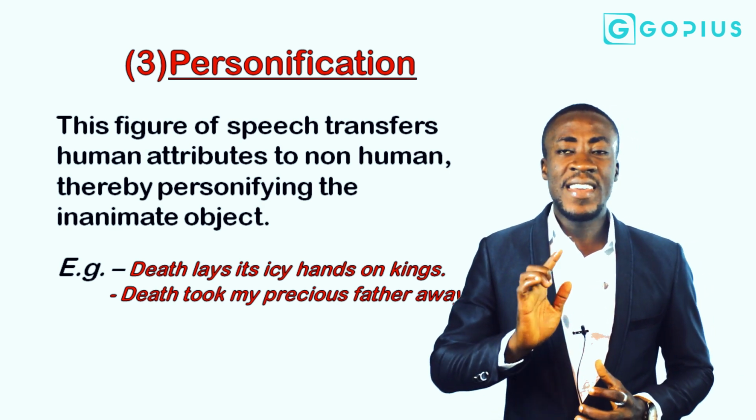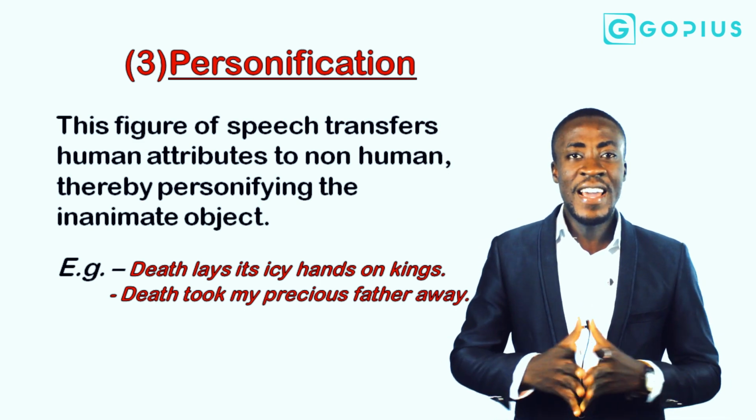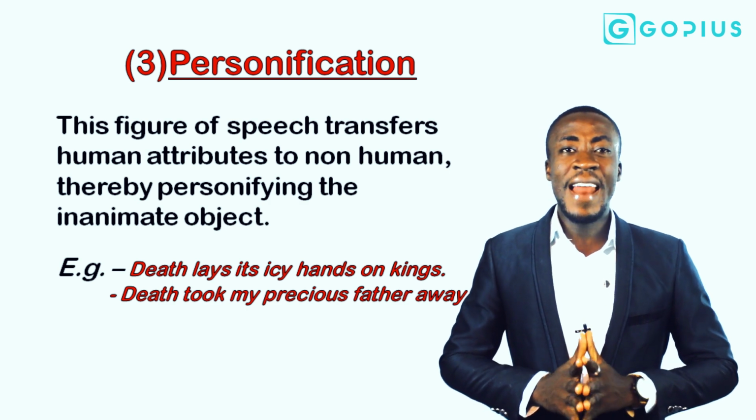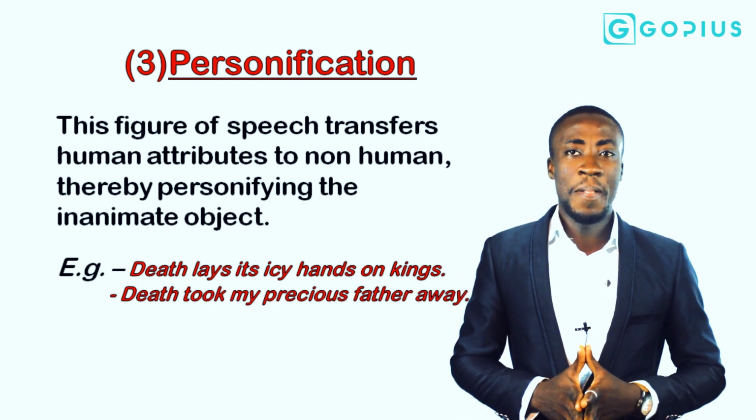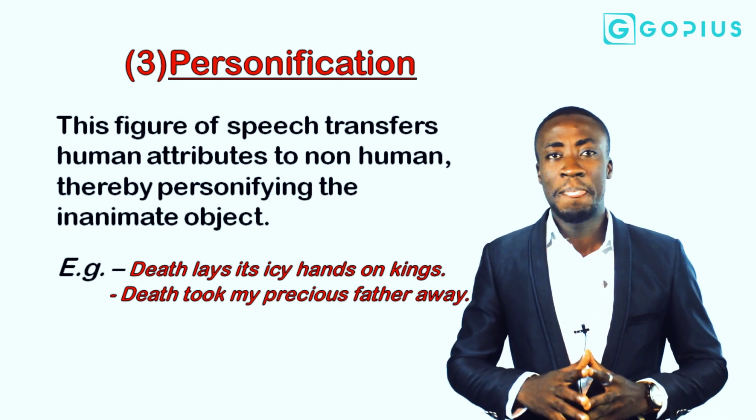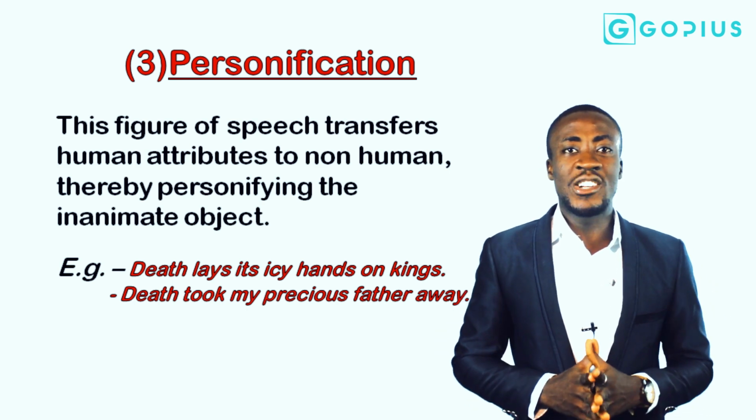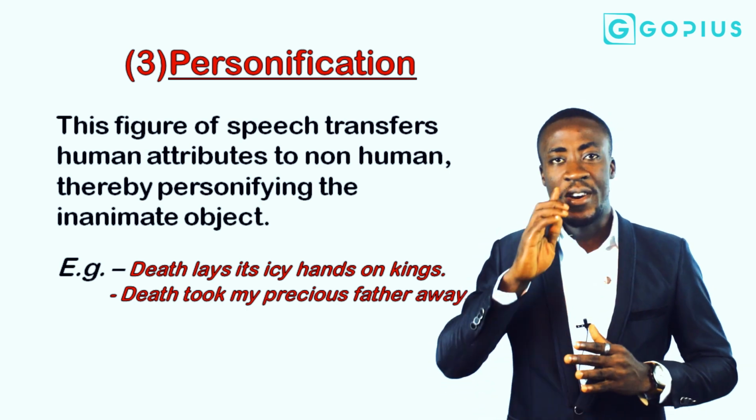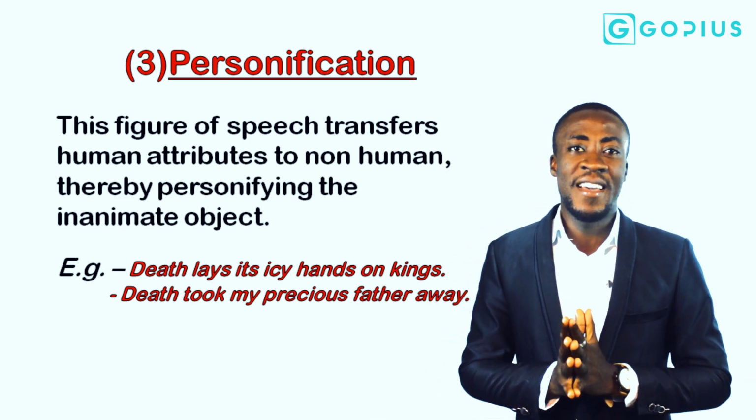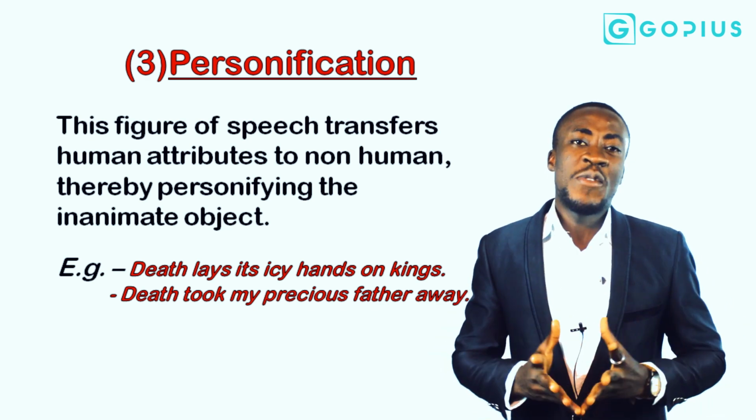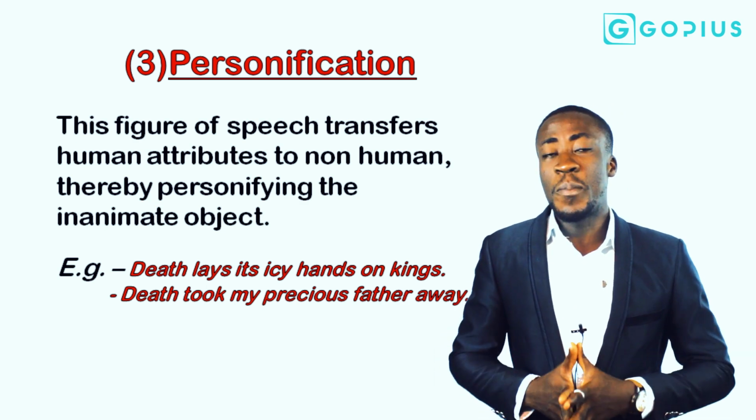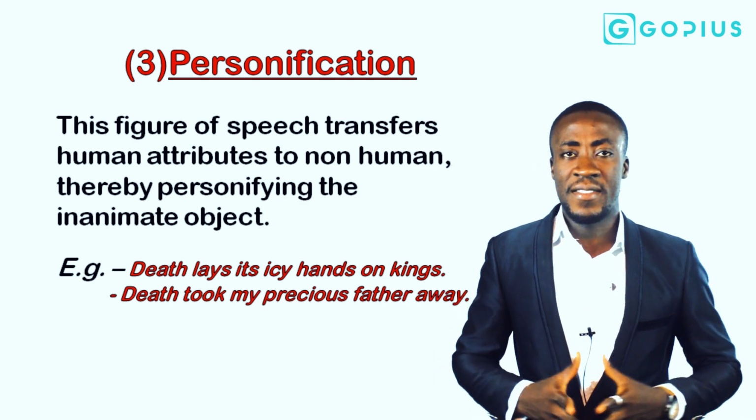Death lays its icy hands on kings. In that statement, it appears as though death has hands which it can lay on kings. Therefore, death has been personified. Death has been made to look as though it is a human being performing the action of laying his or her hands on kings. In the second illustration, death took my precious father away. Again, death has been personified to look like a human being by taking someone away, which is ideally supposed to be an action carried out by animates.